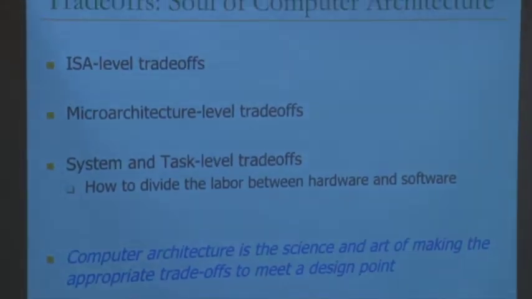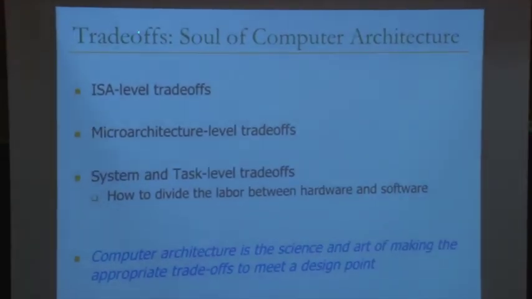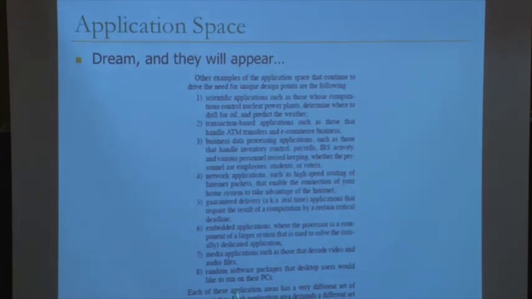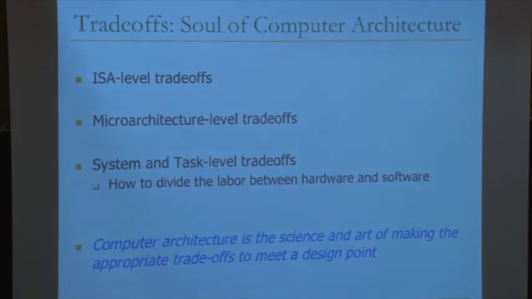OK. So in the entire course, we'll cover these trade-offs. The trade-offs that are caused by this application space, which is ever increasing, and which will continue to increase because people will dream of new things, lead to trade-offs at every level in microarchitecture and ISA. And we'll cover ISA level trade-offs first. And then we will go into a lot of microarchitecture level trade-offs, and we'll mix system and task level trade-offs in the entire course. Basically, how to divide the labor between hardware and software. That will be an interesting trade-off. And that will be part of our ISA level trade-offs that we will cover in the next lecture also.